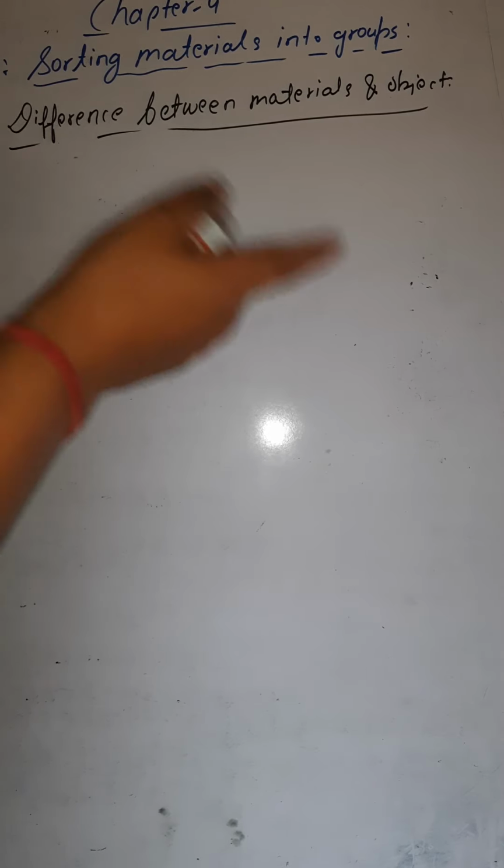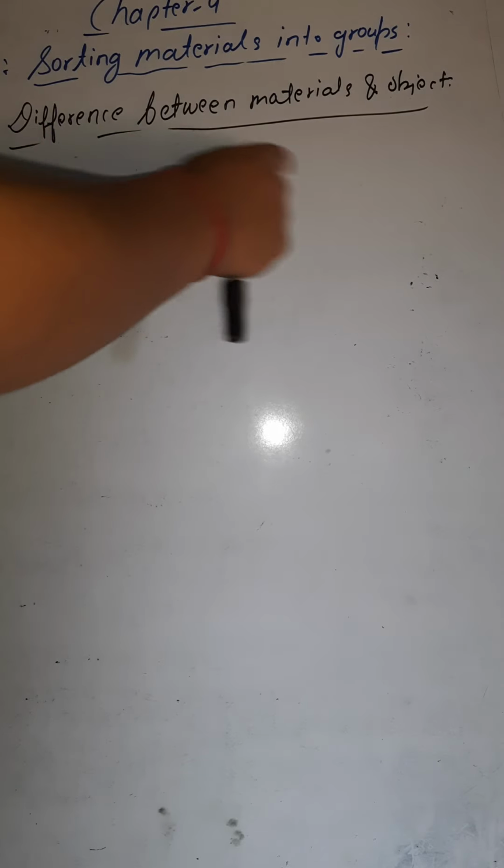Today we will be moving ahead and discussing the next chapter of science, that is sorting materials into groups. This is the class 6 science chapter. Before starting this, let me differentiate between the material and the object. How do we differentiate between the material and the object? This is the heading you have to write. We can differentiate the materials and the objects in three ways.